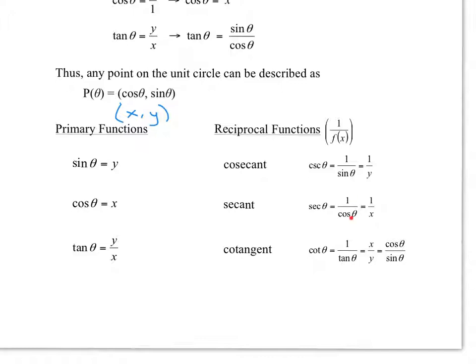Secant would be 1 over cos, which is 1 over x, and cotangent is 1 over tan, or x over y, or cos over sine. So it's basically just flipping this fraction. So it's 1 over tan, reciprocating that fraction, so it's x over y. We did the same thing over here. So again, to remember, cosecant is the reciprocal of sine, secant is the reciprocal of cos.